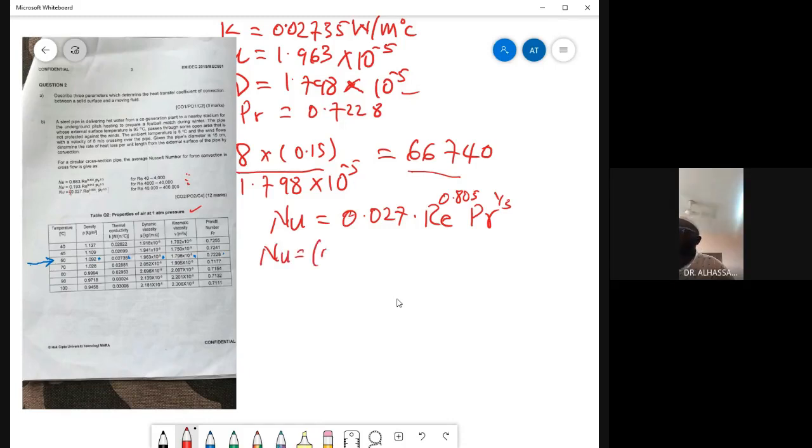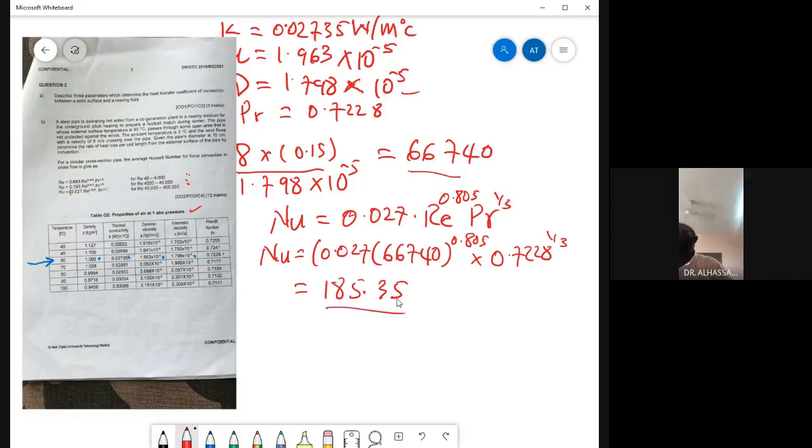0.027 times 66,740, which is the Reynolds number, raised to the power 0.805, times again the Prandtl number 0.7228 raised to the power 1/3. So this eventually gives you 185.35. This is our Nusselt number.